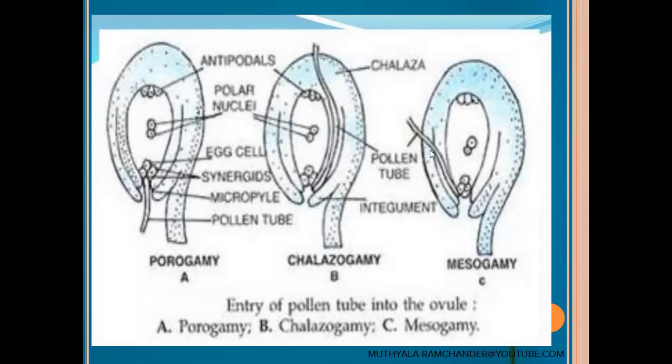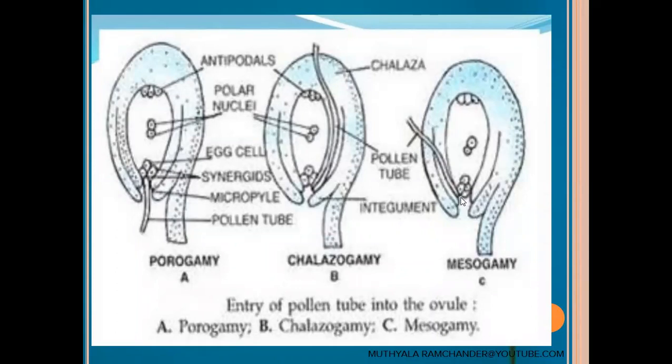Finally, the pollen tube enters the ovule in three ways and reaches the micropylar region. If the pollen tube enters the ovule through the micropylar region, it is called porogamy. If it enters through the chalazal region, it is called chalazogamy. If it enters through the integuments, it is called mesogamy. Whether chalazogamy or mesogamy, the pollen tubes finally reach the micropylar region of the ovule.